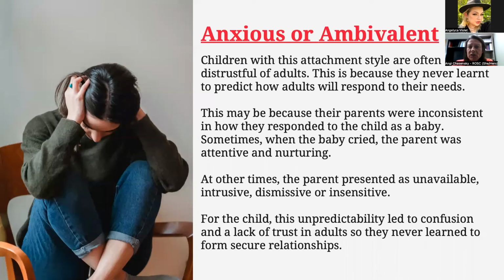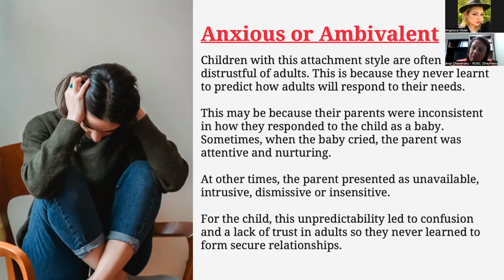Now, with the anxious or ambivalent attachment style, children with this are often distrustful of adults. This is because they never learned to predict how adults will respond to their needs. This may be because their parents were inconsistent in how they responded to the child as a baby. Sometimes when the baby cried, the parent was attentive and nurturing.